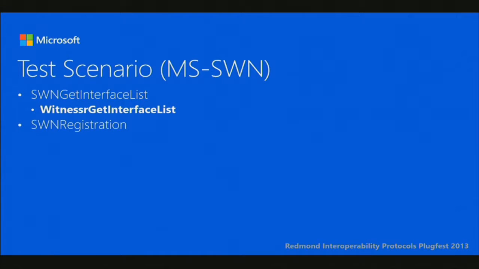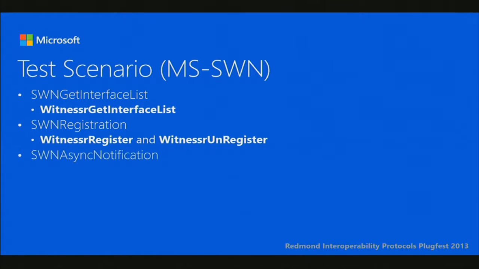For the registration, we test the register and unregister interfaces. We will test registering a valid interface or an invalid interface. For async notification, we test that the server can send the resource states to the client if the server resource is available or unavailable.